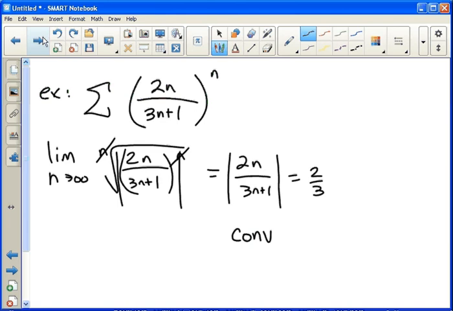So that's all there is to the root test. Just remember the rule: less than 1 converge, greater than 1 diverge, equal to 1 would be inconclusive.